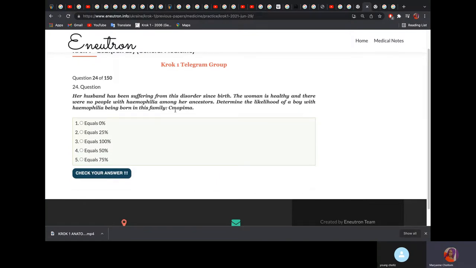Her husband has been suffering from this disorder since birth. The woman is healthy and there were no people with hemophilia among her ancestors. Determine the likelihood of the boy having it. So we know hemophilia is X-linked, so the boys will mostly get it from the mother, but the mother is healthy. So would the boys be infected? Of course, no. So it doesn't matter if the father was affected.